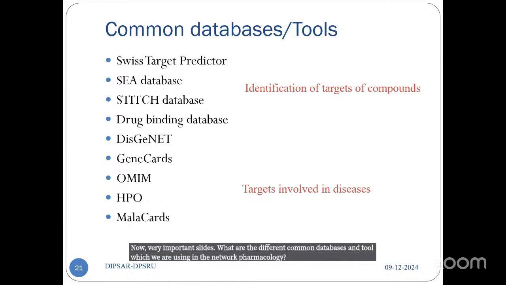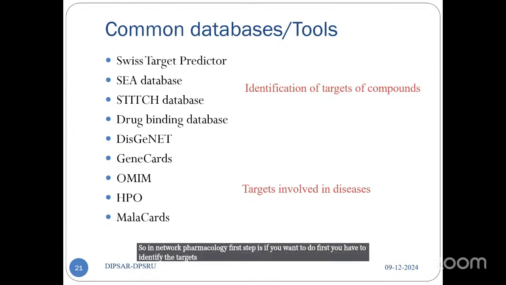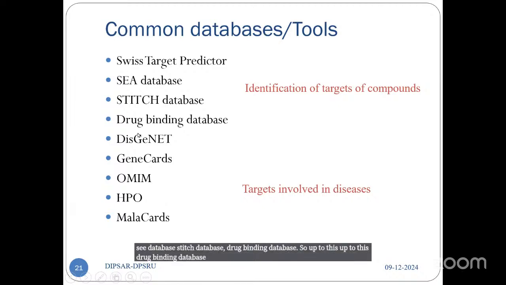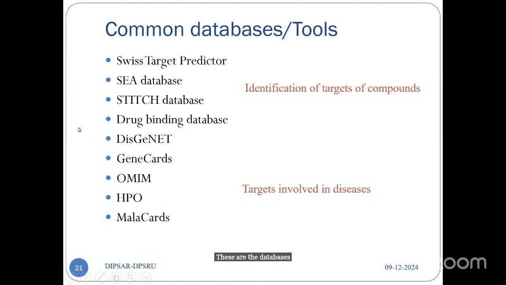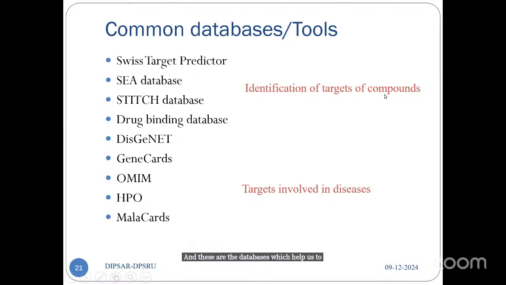So in network pharmacology, first you have to identify the targets of the compounds. To identify the targets of the compounds, we have different databases. So what are these databases? We have Swiss Target Prediction, SEA database, STITCH database, DrugBank database. Up to this DrugBank database, these are the databases which are freely available. Every one of you can access them, just Google. And these are the databases which help us to identify the targets of the compounds.